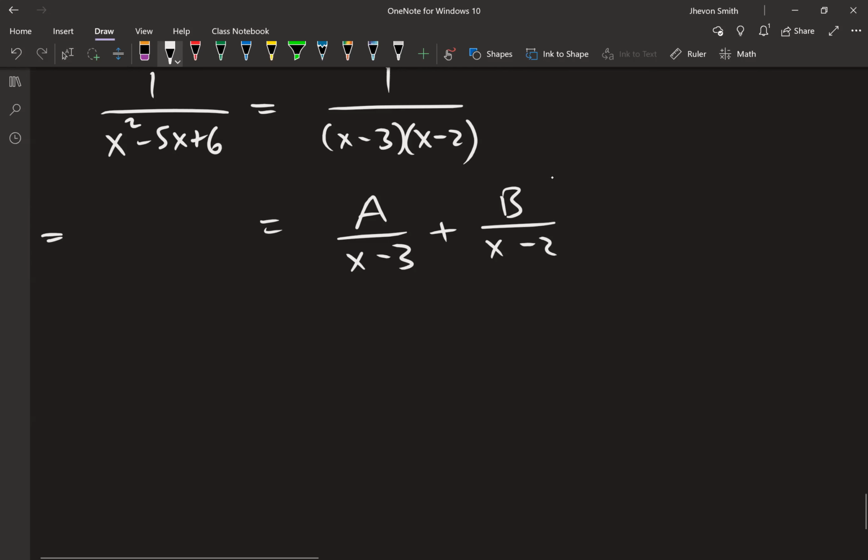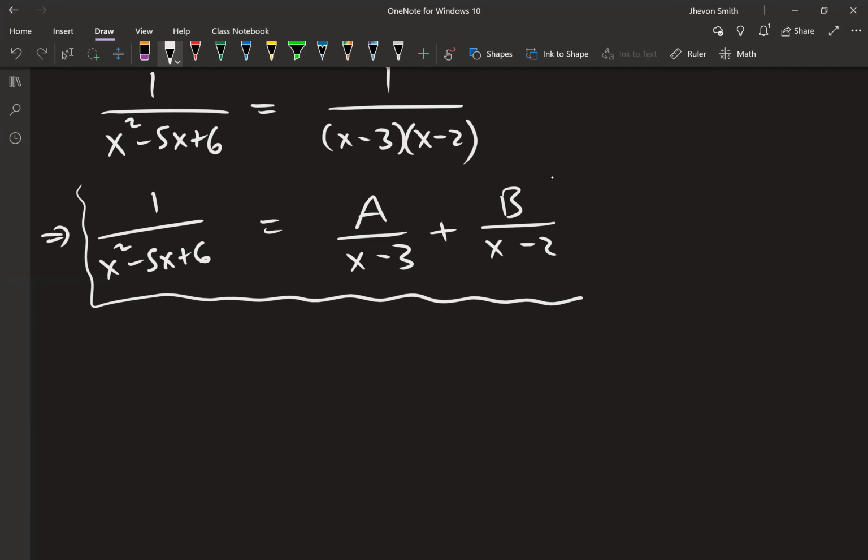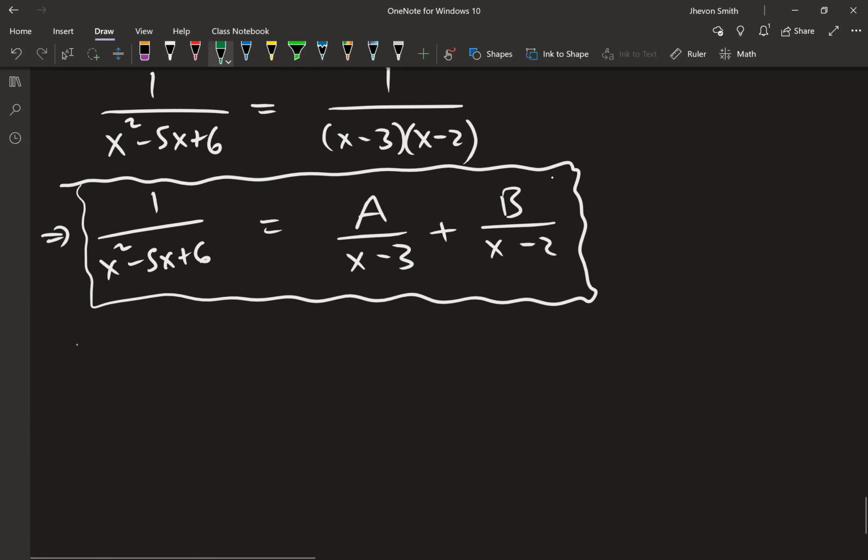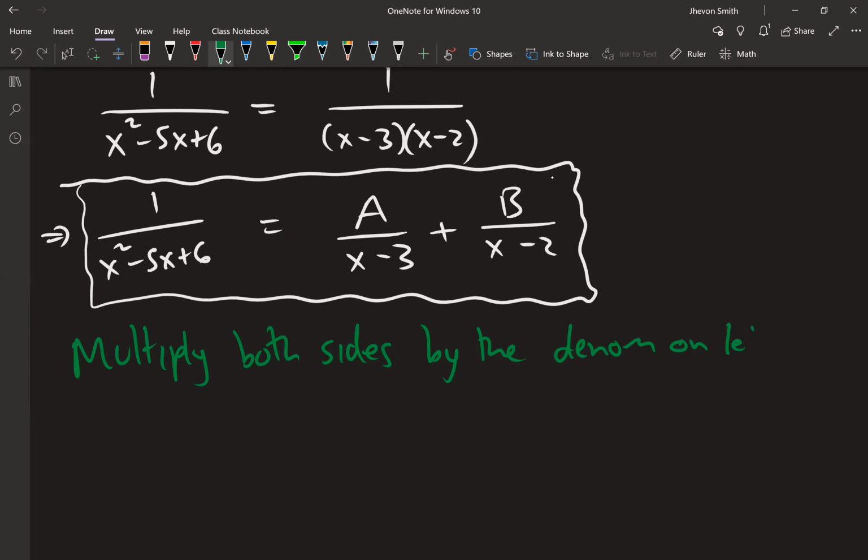Notice what you have is that this guy, 1 over x squared minus 5x plus 6, is equal to that. So that's what you have at this point. How do you go about finding a and b? Well, there are 2 main methods. So one thing you're going to do is multiply both sides by the denominator on the left. That's always going to be the first step for either method.